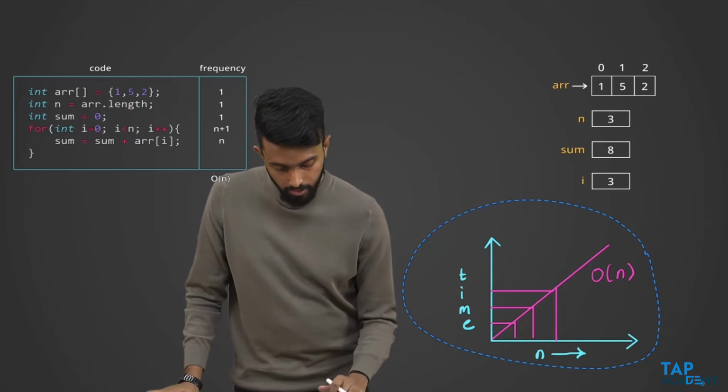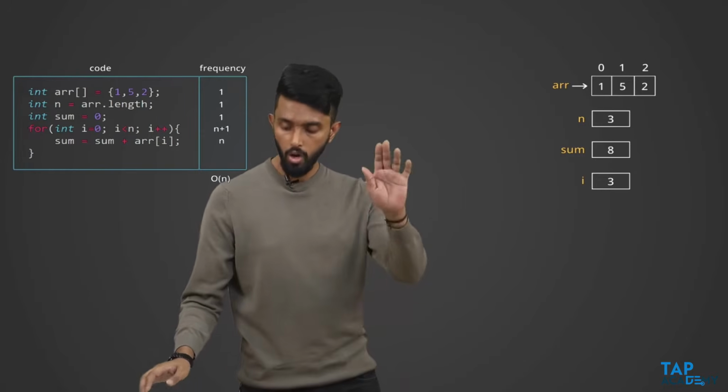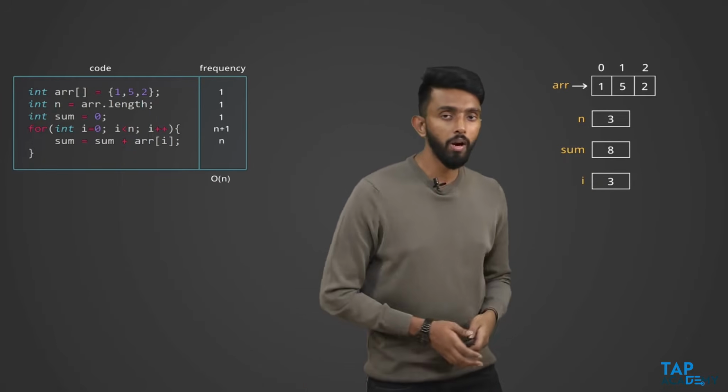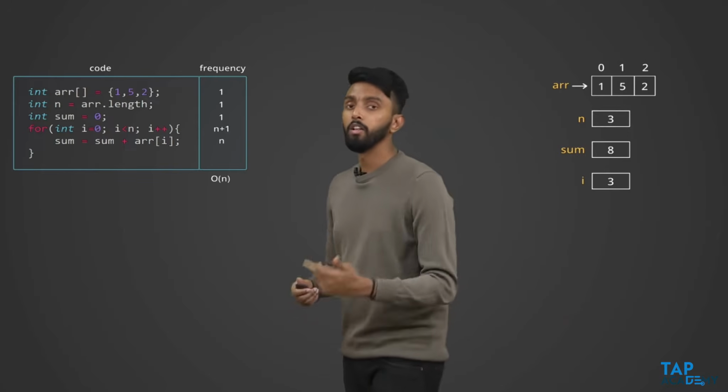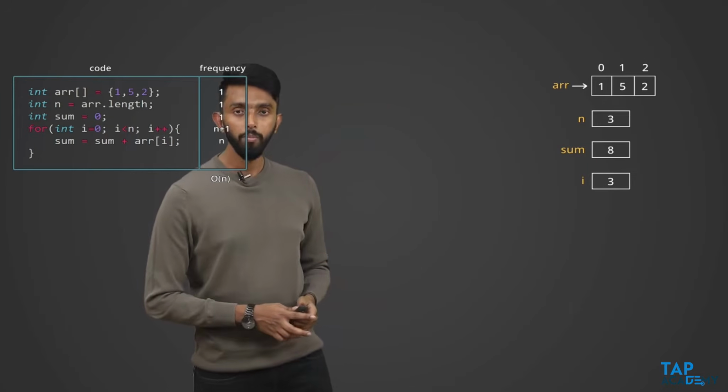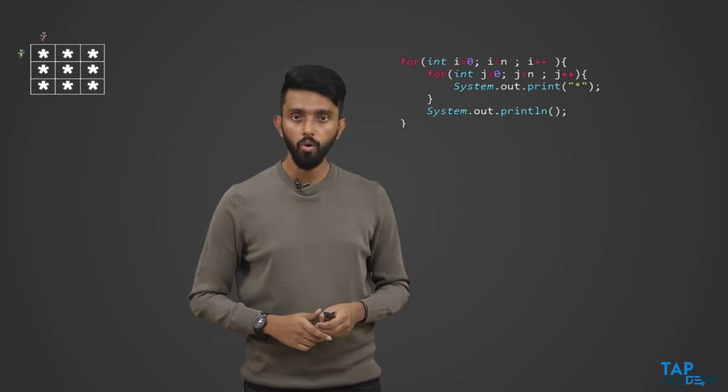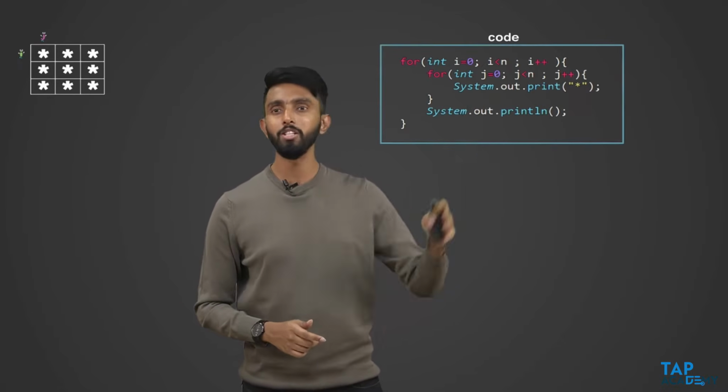Next, what you may ask. Now, let me tell you what next. So we have analyzed one program. Let us analyze another program which will give you a different time complexity. Watch it and understand carefully. This is the pattern that I have in front of me. Now for this pattern, this is the code. All of you know this code, I am not explaining it.